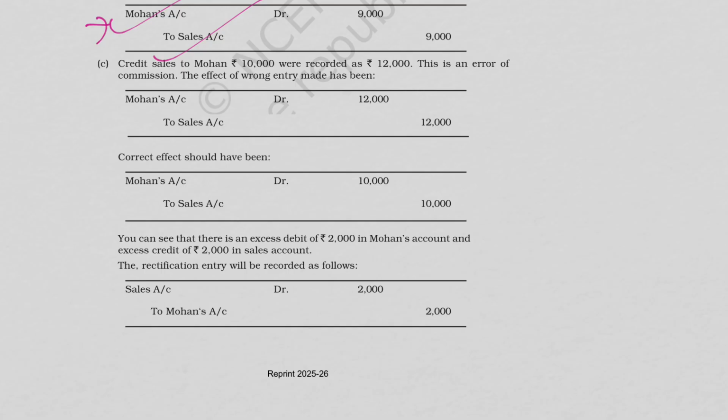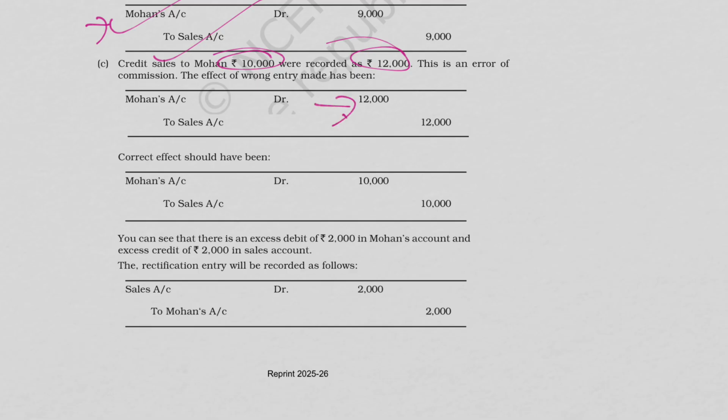Next we have credit sales to Mohan rupees 10,000. It was recorded as 12,000. So this is an error of commission. Okay, so you have recorded 2,000 extra.